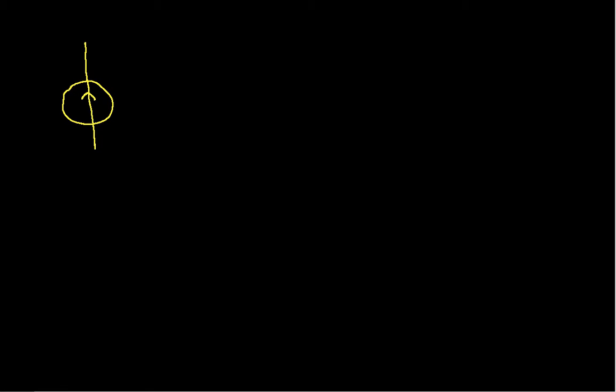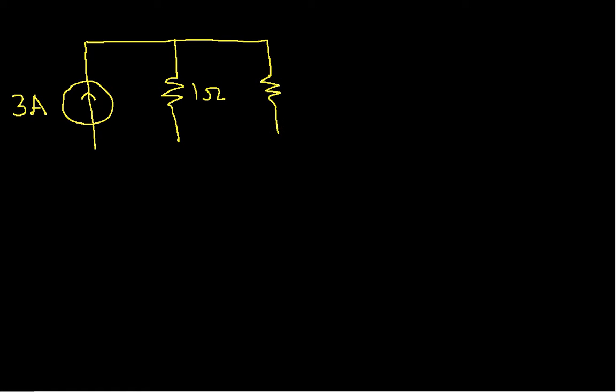I have a current source, and for the sake of an example, we'll say that's 3 amps. And that current source is connected to a 1 ohm resistor and a 2 ohm resistor that are both in parallel. So the goal in using the current divider is we want to find the current that flows through the 1 ohm resistor and the current that flows through the 2 ohm resistor.